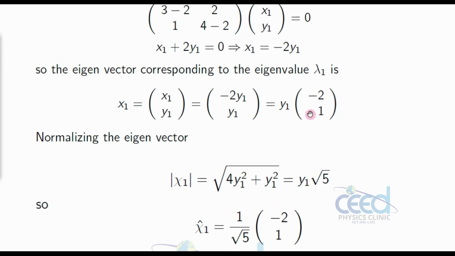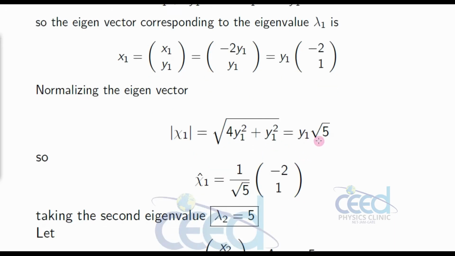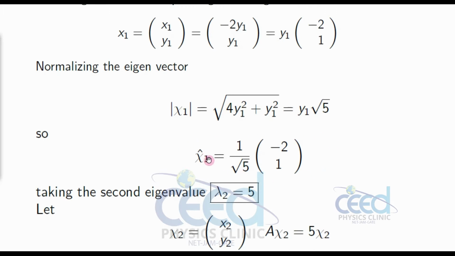These all we have discussed in the last session, so if you have any doubt, I recommend watching those videos. By normalizing, squaring minus 2 y1 gives 4 y1 square, and squaring the other component gives y1 square, so the magnitude is y1 root 5. If I divide the vector by this magnitude, I can cancel y1, so we get 1 by root 5 times (minus 2, 1). This is the first eigenvector.